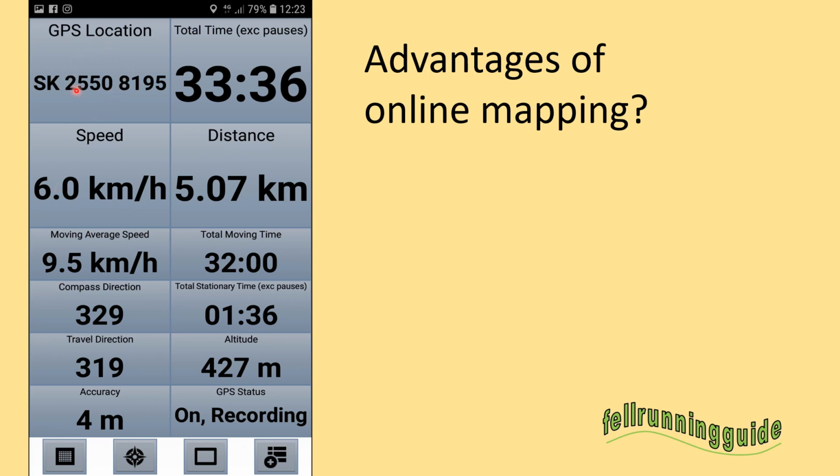So there it gives me a very accurate, that's an 8-figure grid reference, the amount of time that I've been running for, the distance that I've covered, average speed that I've been running at, and then you even get things like compass direction and altitude. So some really useful information there.